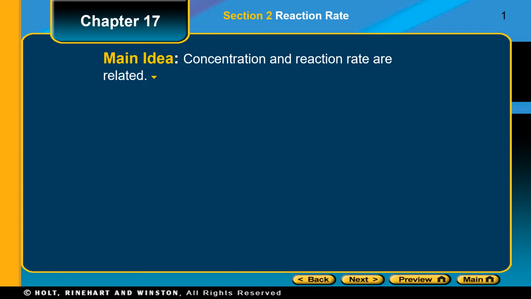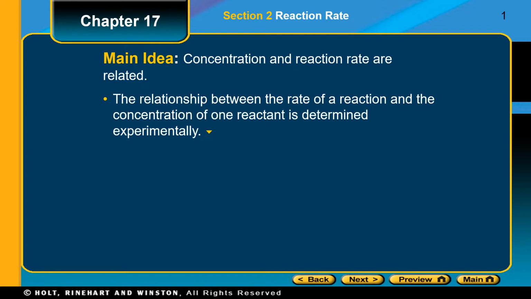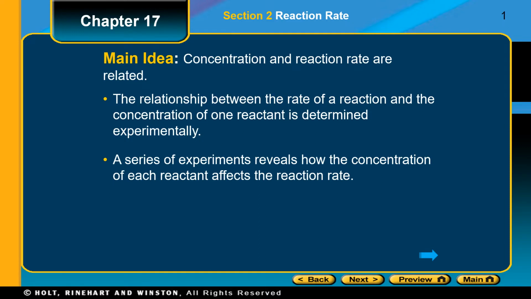So concentration and reaction rate are related, we learned, and the relationship between the rate of a reaction and the concentration of one reactant is determined experimentally. So the results that we know about this came about through experiments, and our lab is going to figure out the reaction rate for a particular reaction by actually doing that experimentally. The experiment we're going to do is actually a series of experiments, and we hope to reveal how the concentration of each reactant affects the overall reaction rate.